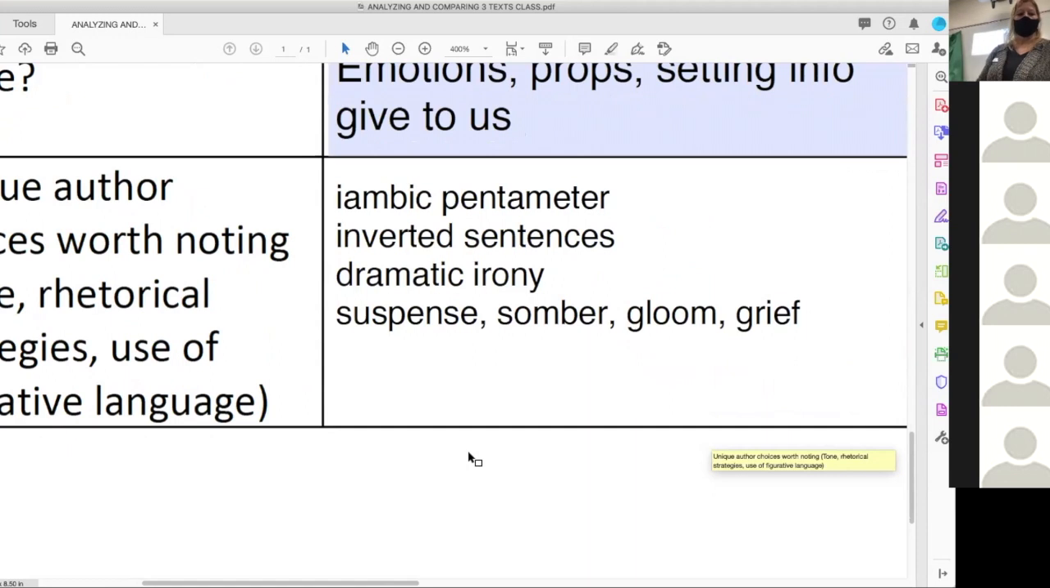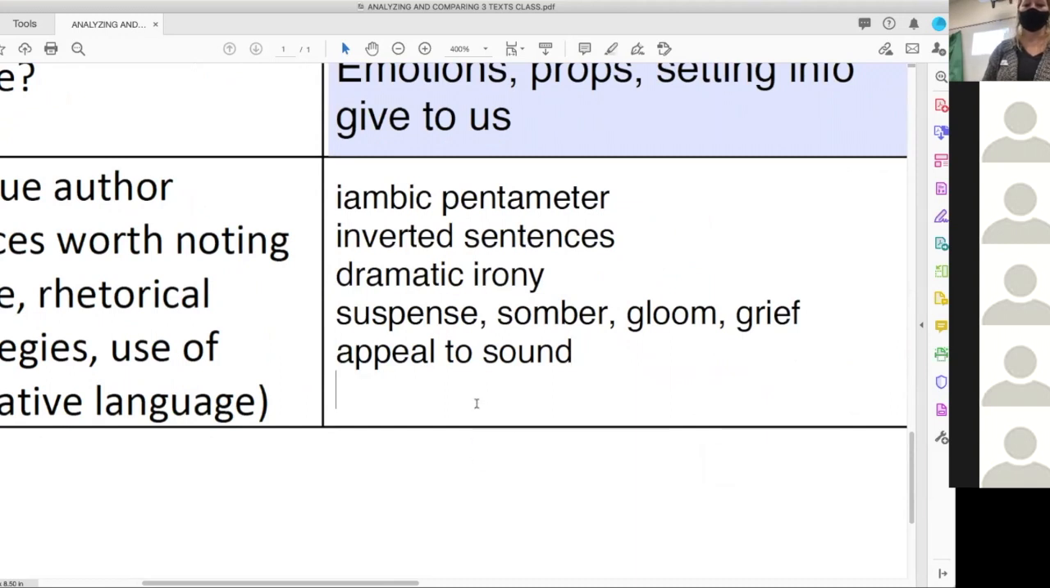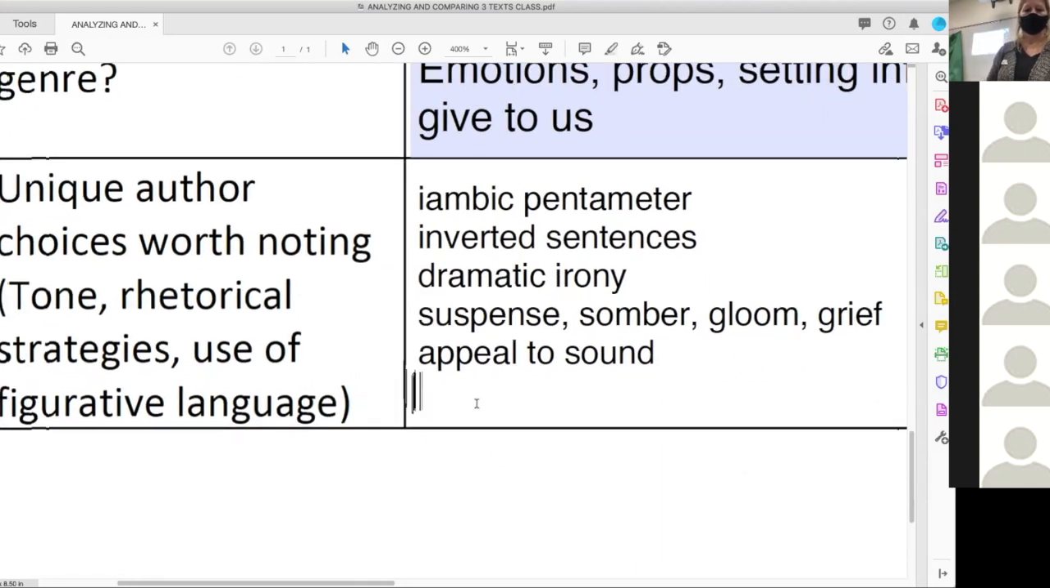I'm also going to put, as a strategy, and we do get it from the iambic pentameter, listing that, the text was written to be spoken aloud. So he used a lot of alliteration in some of his lines and sounds that would be pleasing to the ears. So we're going to say appeal to sound.